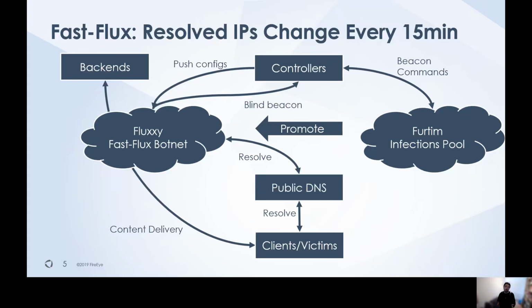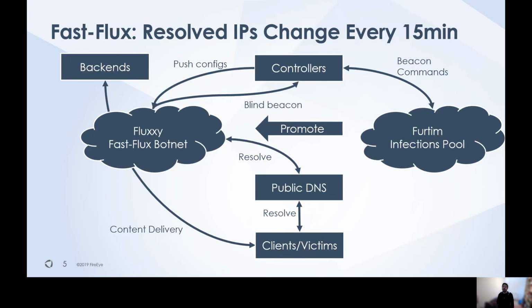Then, for example, if you do HTTP, you would contact that IP address with the associated host, and the Fluxxy node would forward the request to a backend and act as a proxy between the client and the backend. So it's a fast flux botnet because the IPs provided by the botnet for the domain name change about every 15 minutes. And that's the same for the associated name server.